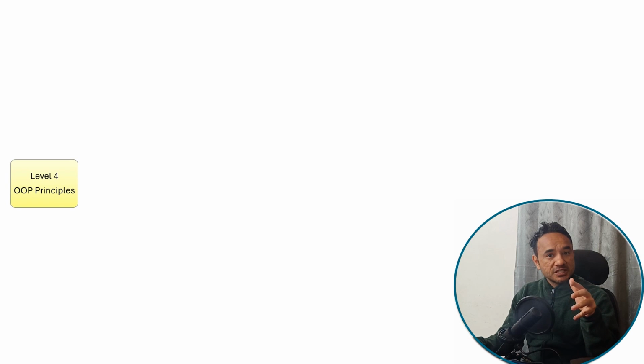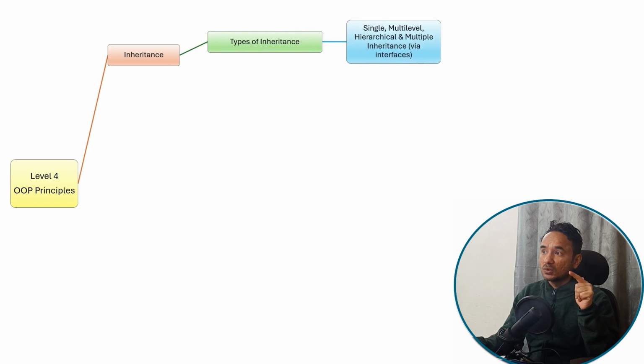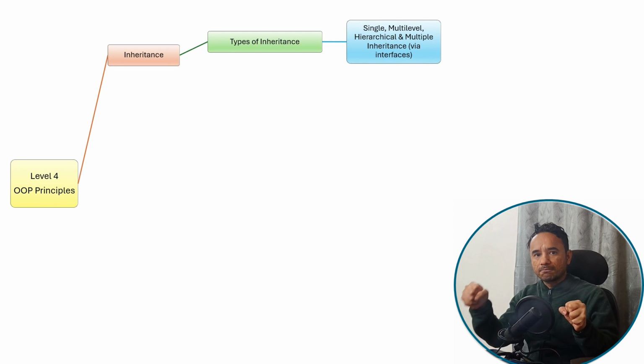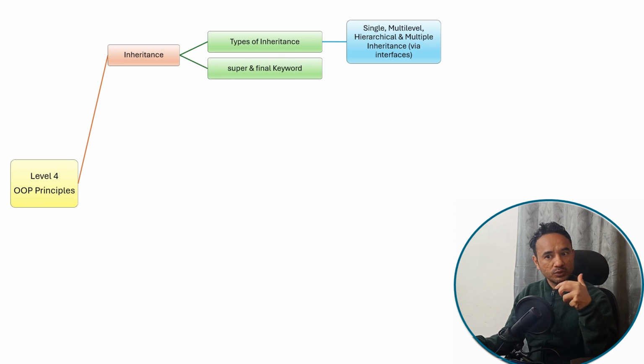So the first principle in OOPS is inheritance, the simplest one. First, understand inheritance and then about the types of inheritance, including single, multi-level, hierarchical and multiple inheritance. Multiple inheritance is actually not inheritance, it's an alternative via the interfaces. Okay, then cover the super and final keywords, how they are used in inheritance.